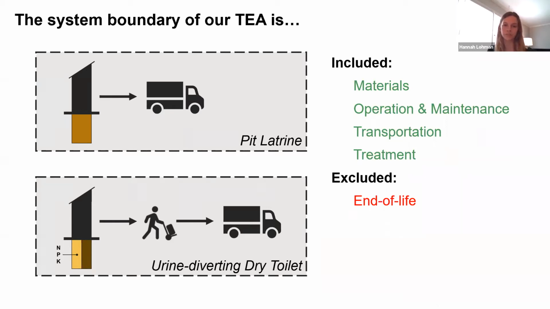And then once at the treatment plant, the truck operators will pay a fee to dump the contents at the treatment plant. And so that cost covers the costs of the treatment. And then we're excluding end of life, and so we won't be accounting for disposal or decommissioning of the toilets themselves.